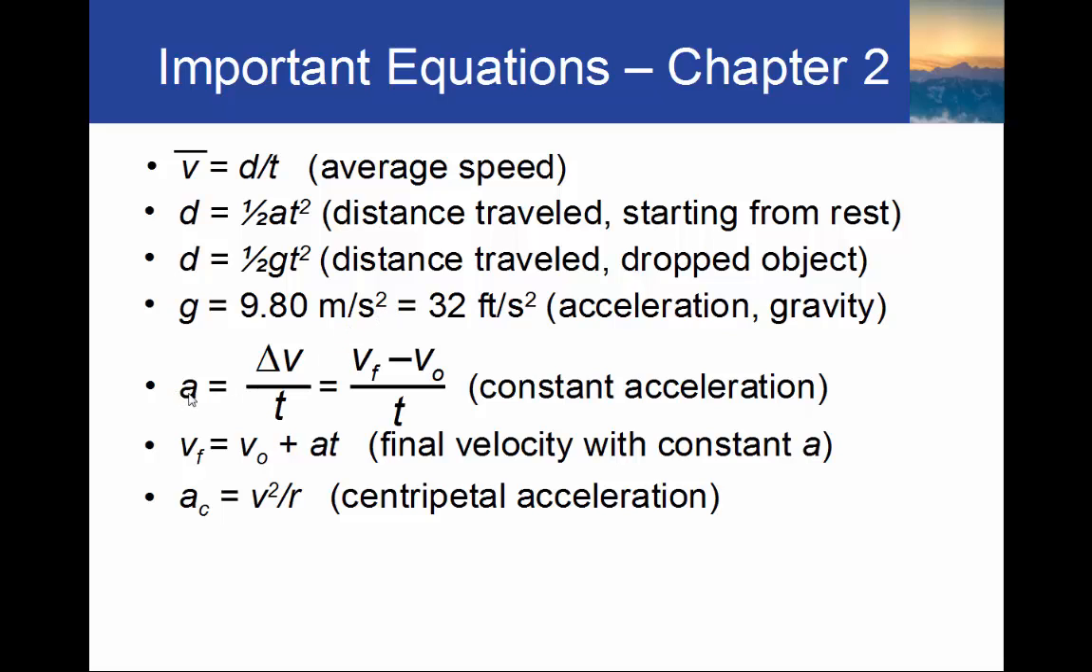The acceleration can be determined by determining the change in speed divided by the time over which that change occurred. That is the constant acceleration equation. That's also valid for finding an average acceleration in general. The final speed, if you have a constant acceleration, can be determined based on the initial speed v naught plus the acceleration times the time. And finally, if you have an object moving in circular motion, then the centripetal acceleration for that object is the speed squared divided by the radius of the circle about which the object is moving. So with that said, let's proceed to the examples.